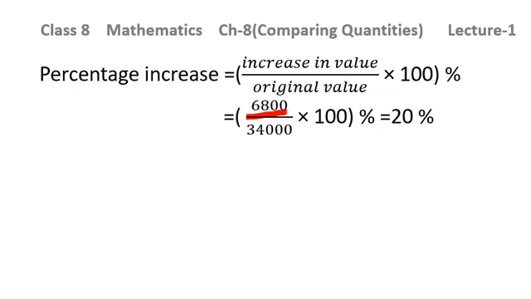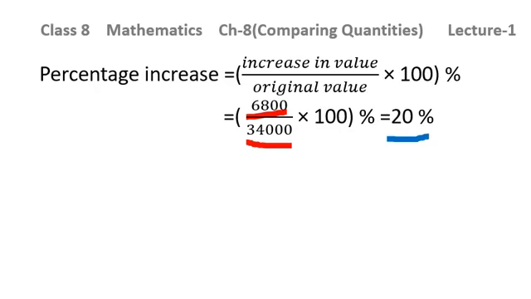And the original price, or the original value, was 34,000. So putting the values in the formula, increase in value, that is 6,800, over original value, that was 34,000, into 100%, will give you 20% as your answer. So we have seen that the percentage increase is 20%.